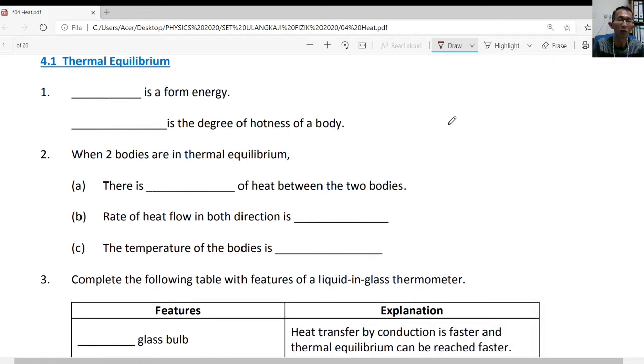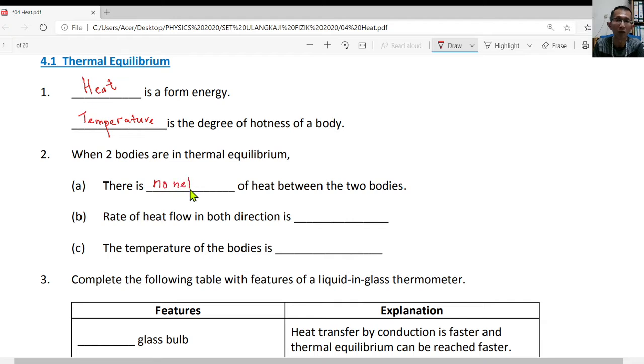What is a form of energy? So this is heat. Heat is a form of energy, and temperature is the degree of hotness. People always confuse these two terms. They are not interchangeable. Heat is not temperature, temperature is not heat. Heat is a form of energy, and temperature is the degree of hotness of a body.